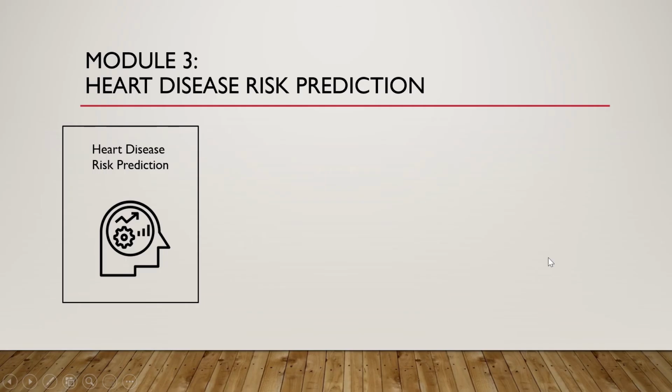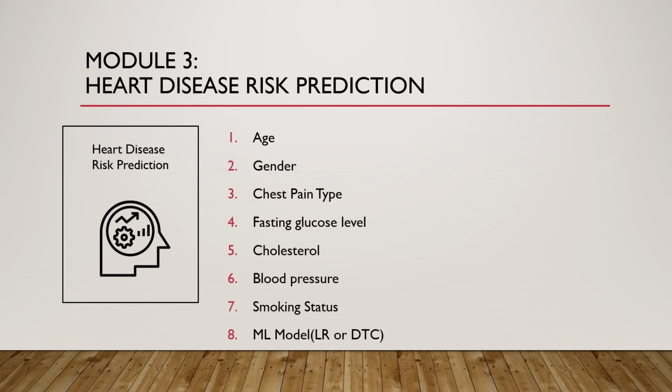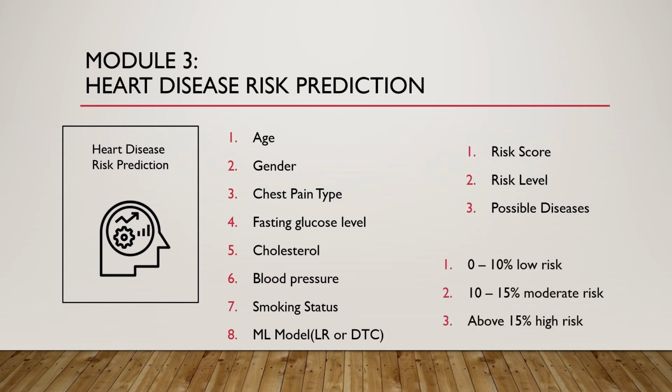The last module, which is the third module, is regarding heart disease risk prediction. In this module, the user is required to enter the age, gender, chest pain type, fasting glucose level, cholesterol, blood pressure, smoking status, and the ML model. When the user clicks submit, the screen will show the risk score, risk level, and possible disease. When the score falls in 0 to 10, it is considered low risk. When it falls in 10 to 15, it is considered moderate. When above 15, it is considered high risk.